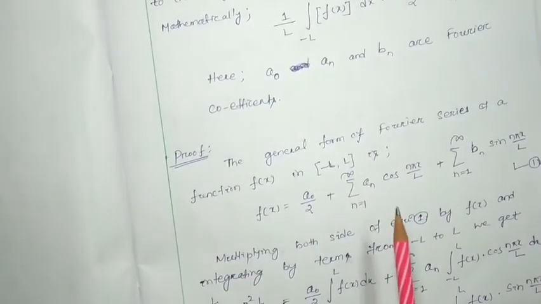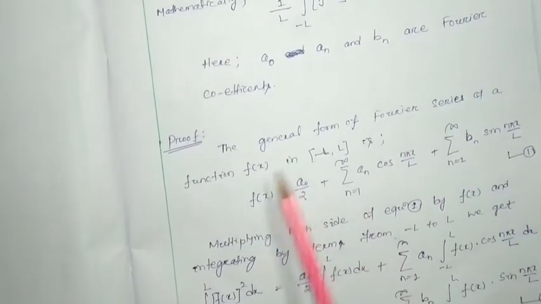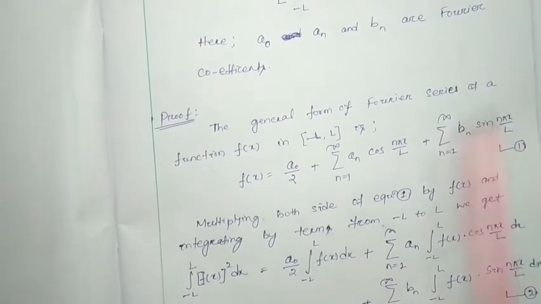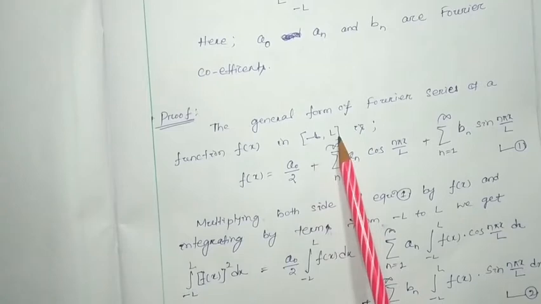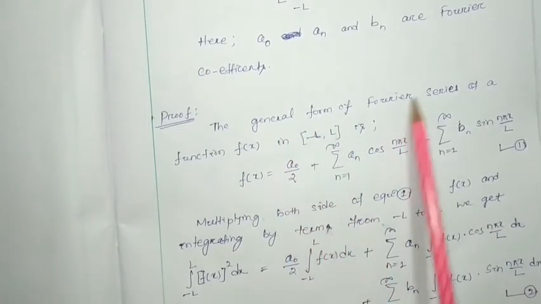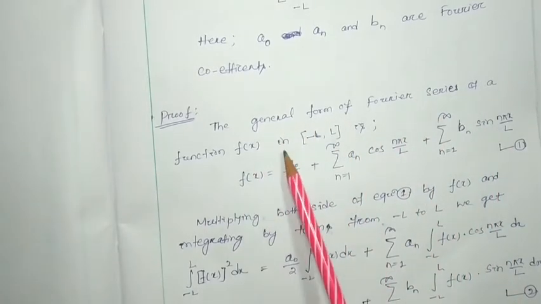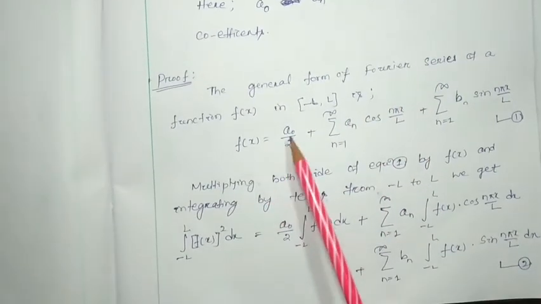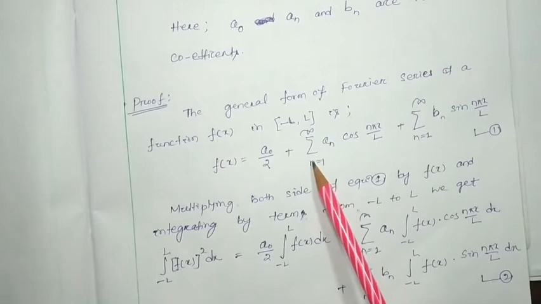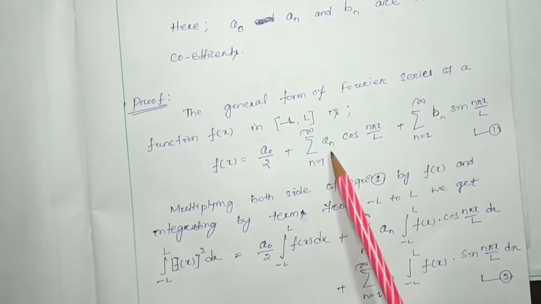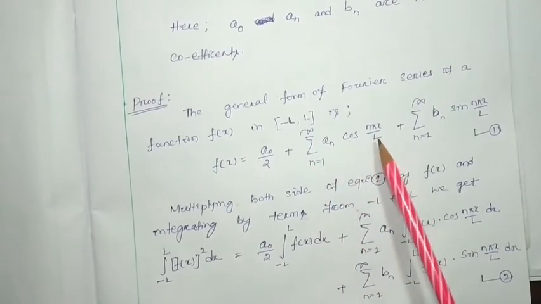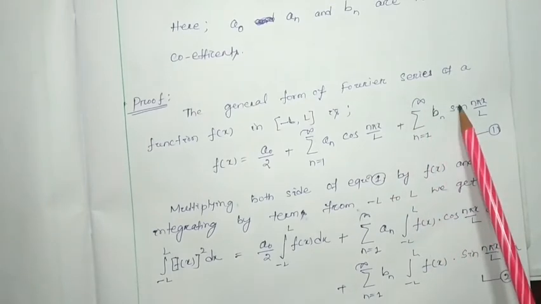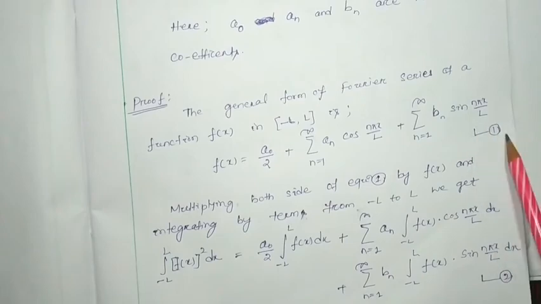Okay, so here we know the general form of the Fourier series of a function in the interval minus L to L. The general form of the Fourier series of a function in minus L to L is how much? f(x) equal to a0 by 2 plus summation over n equal to 1 to infinity an cos n pi x by L plus summation over n equal to 1 to infinity bn sin n pi x by L. Let it be equation number 1.